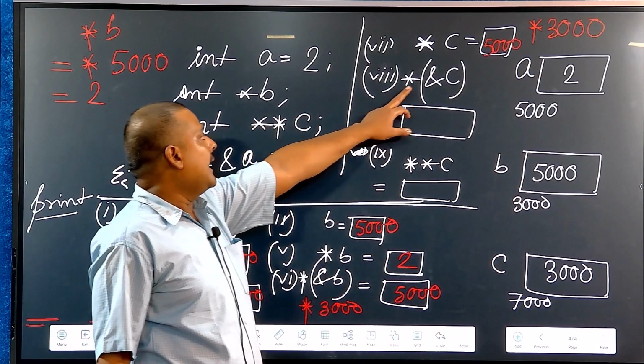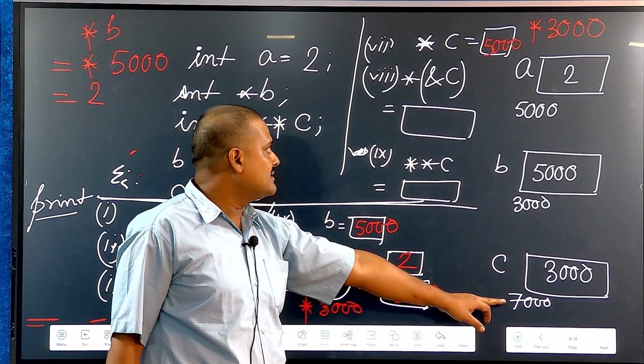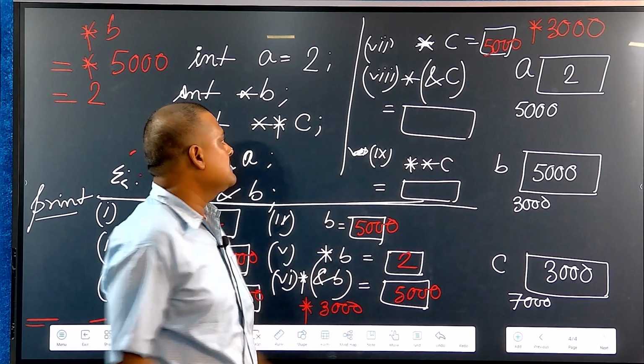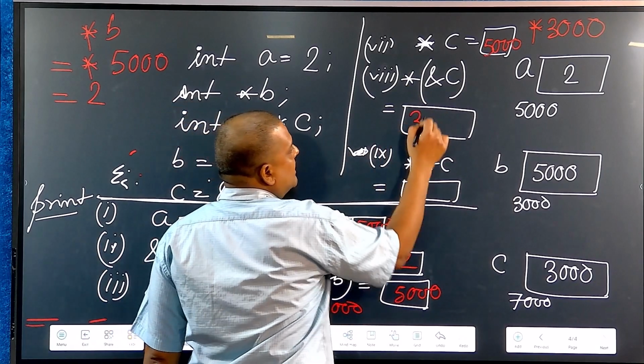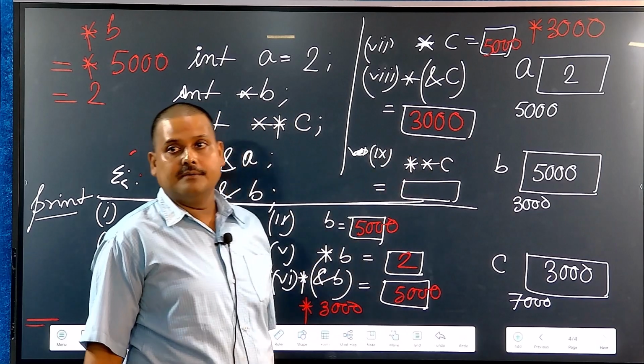Then address of C, what is the address of C? Address of C is 7000. Then what value is it pointing? It is pointing 3000. So it will be 3000. So pointer C. Now have a look.